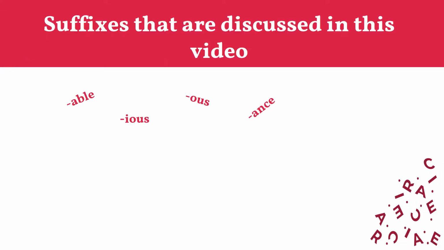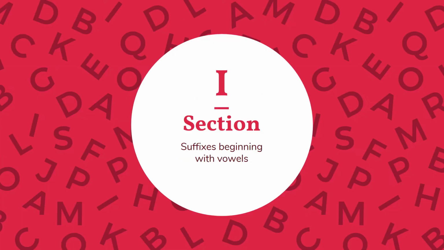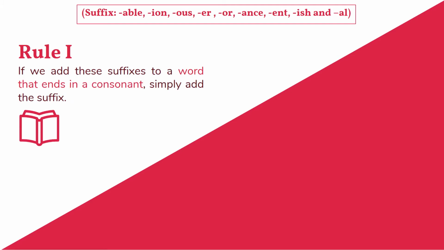In this video, we are going to discuss all these suffixes. So let's start our section 1, which includes suffixes that begin with vowels. Let's see the first rule. For the given suffixes, the rule states that if we add these suffixes to a word that ends with a consonant, simply add the suffix in the end.